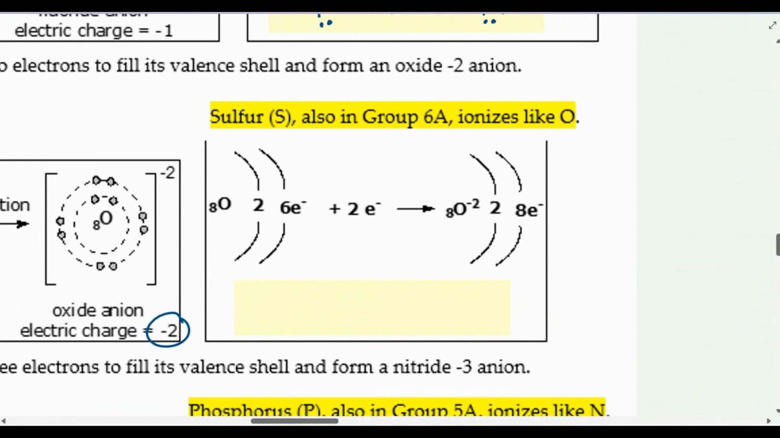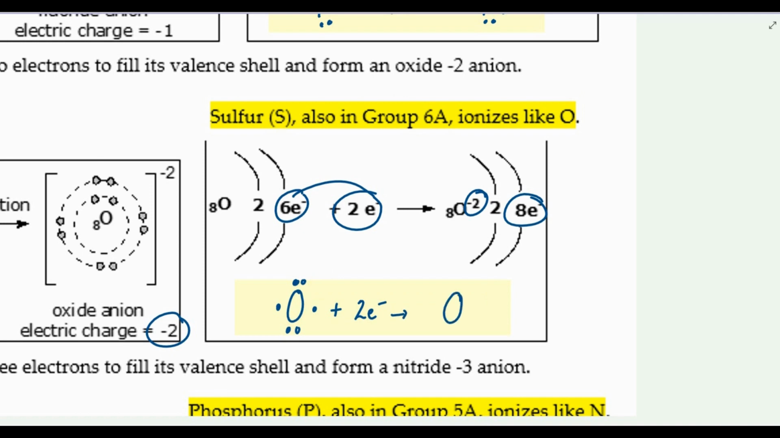Here's another way to look at it. We'll add 2 electrons to the 6 to get 8. It is now isoelectronic with neon. It'll have a charge of -2. So here is oxygen in group 6A with 6 valence electrons. It gains 2 more electrons. It's going to form an oxide anion with a charge of 2- or -2.